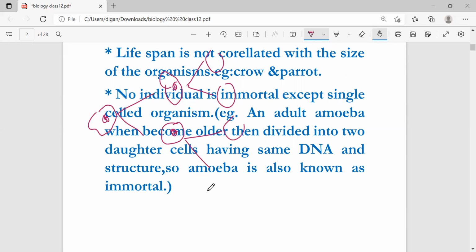It means in the case of amoeba, no death takes place. Only the parent cell splits into 2 and gives rise to 2 daughter cells. Only the parent cell breaks and gives rise to daughter cells. Again, when these daughter cells become mature, they divide again and give rise to new offspring. So no death takes place there. That's why amoeba is known as immortal. So if a question comes in the paper asking why amoeba is called immortal, then you have to explain like this.